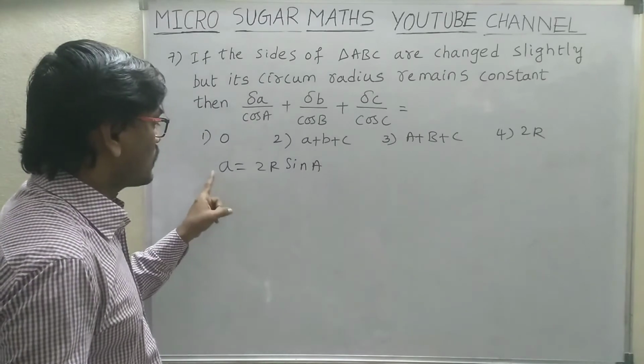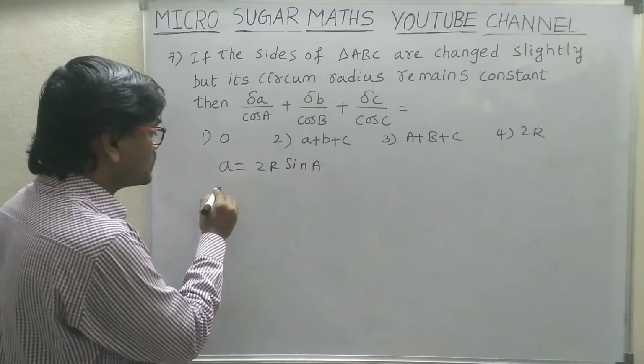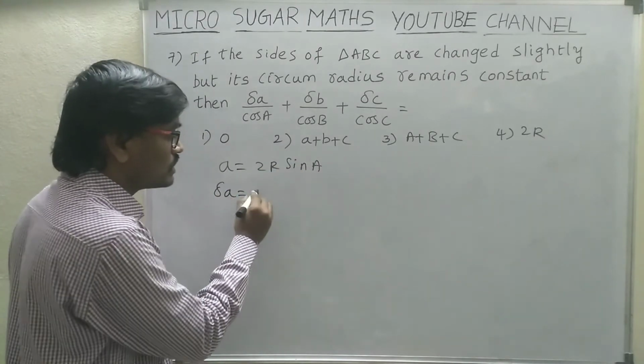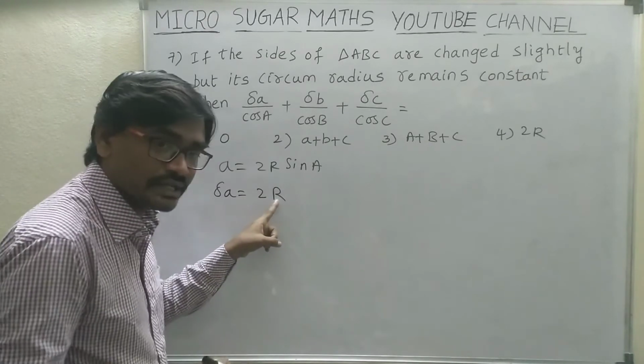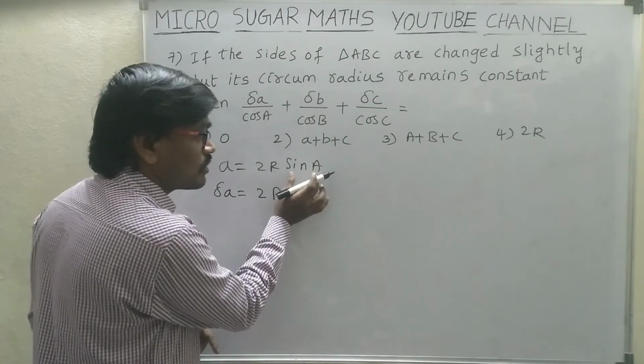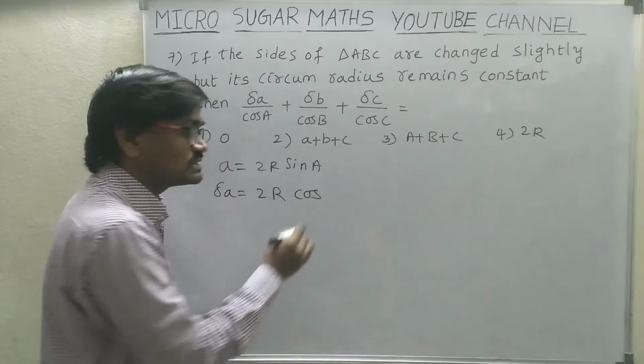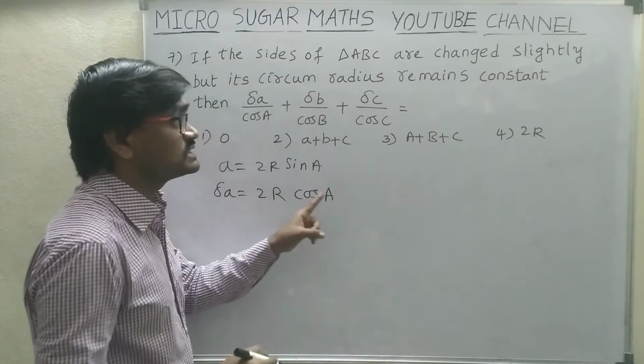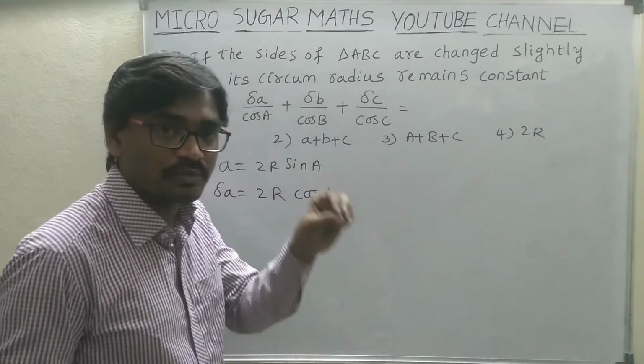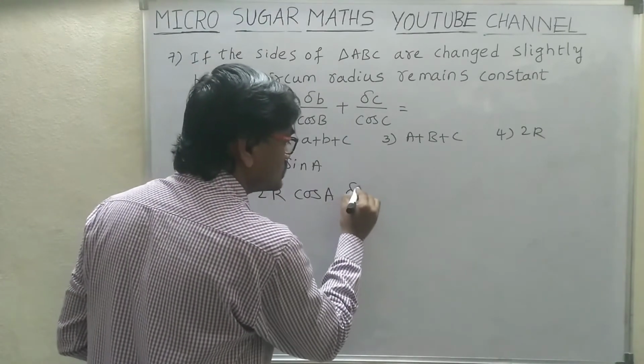Now, on differentiating, you will get delta a is equal to, there is no change in the radius. Therefore, now what is the derivative of sine? Derivative of sine is cos A. Next, since A is a variable, therefore it also changes.